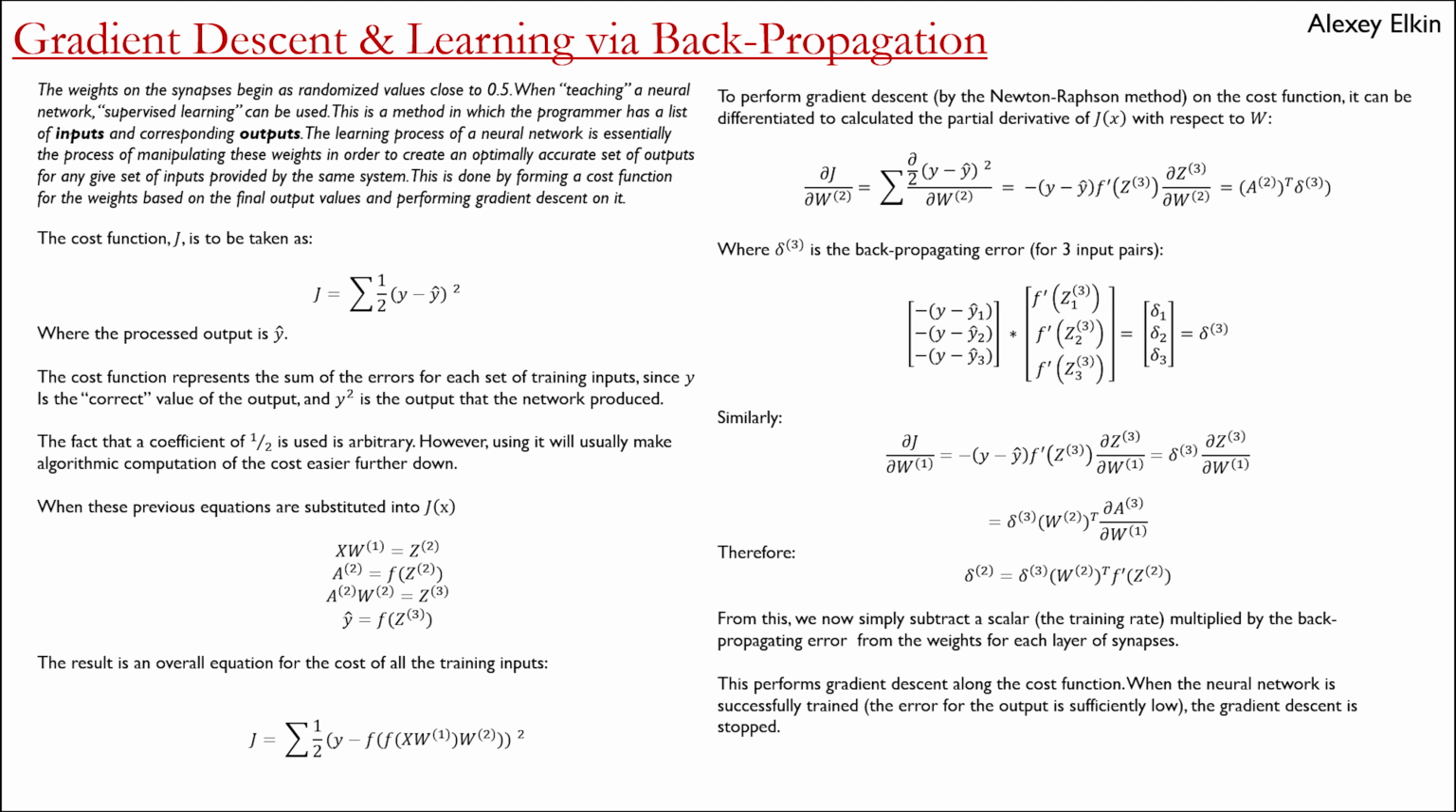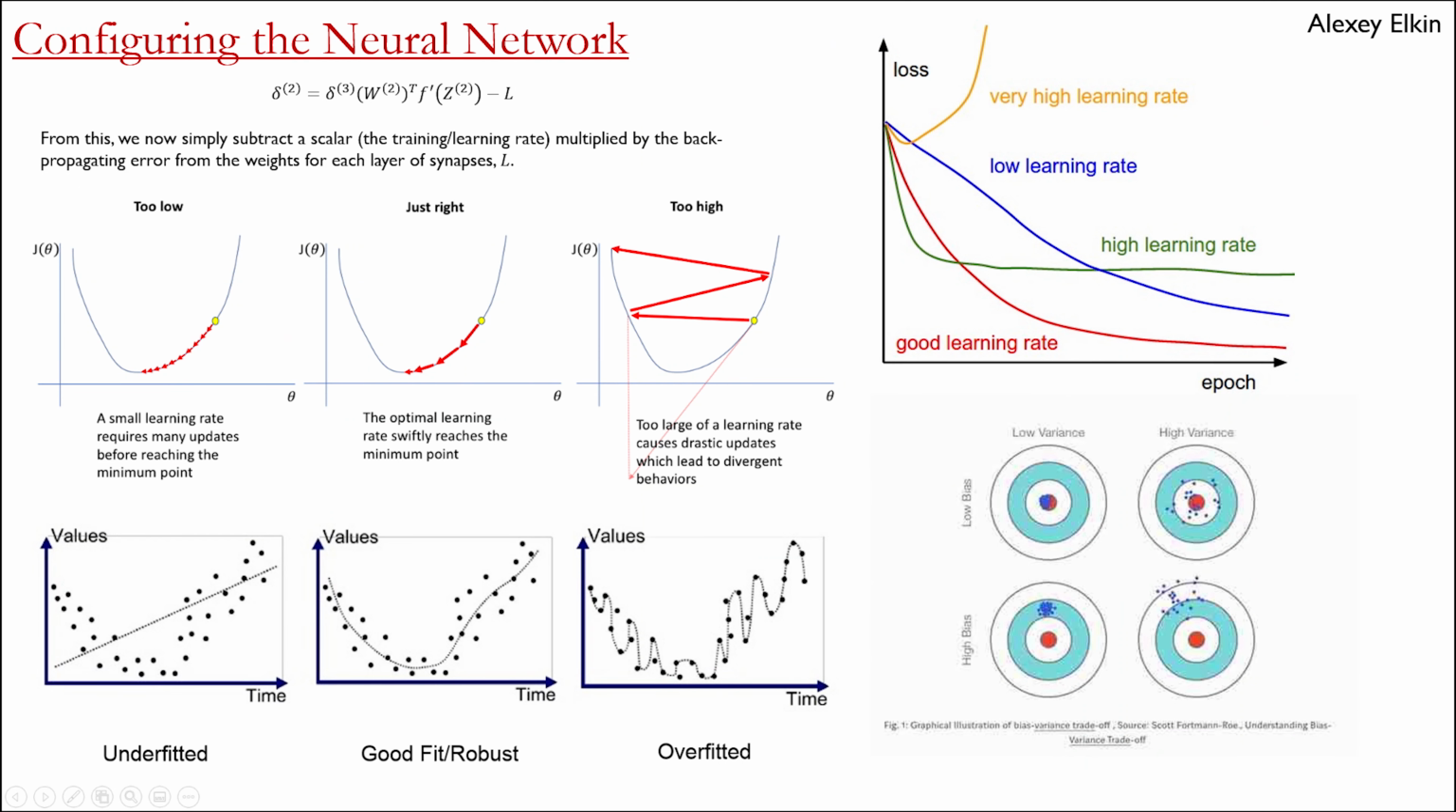When the neural network is successfully trained, the error for the output is sufficiently low. The gradient descent is stopped. So overall, on the left, the processed neuron outputs are substituted into the cost function, and the equation on the right differentiates the cost function. After the final result is obtained, the product of the training rate and the backpropagating error from the weights of each layer of synapses must be subtracted. The training rate must be chosen carefully because it can cause underfitting or overfitting.